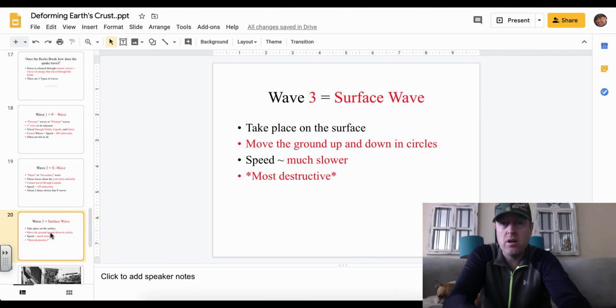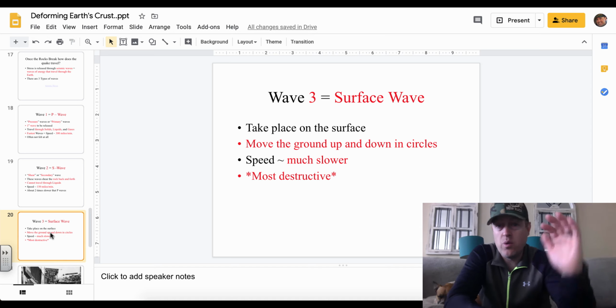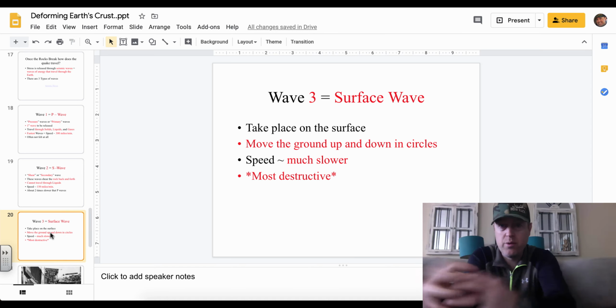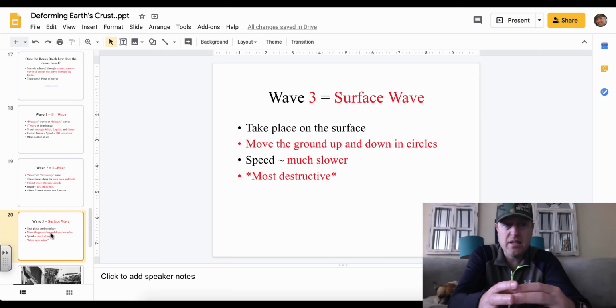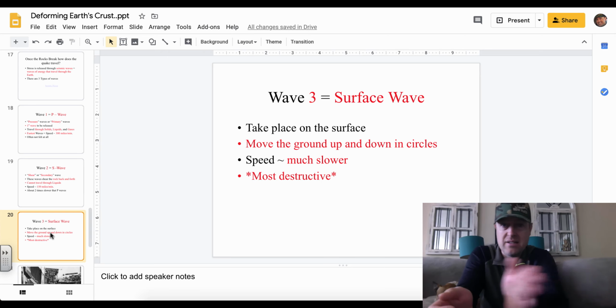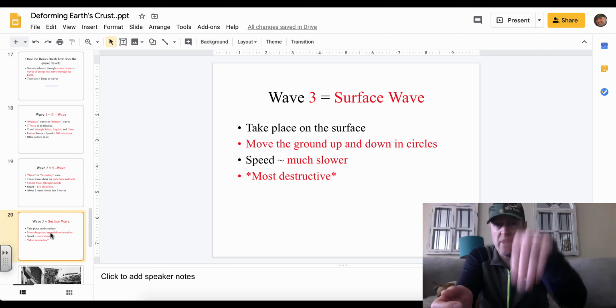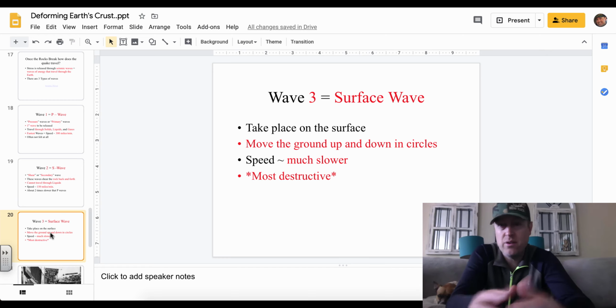The last one are called surface waves, and these move much slower, but these are the most destructive. And these kind of roll the ground up and down. So your P wave goes quick through the rock. Your S wave moves the rock side to side, but these surface waves move the ground up and down. And so you can kind of feel those sensations.